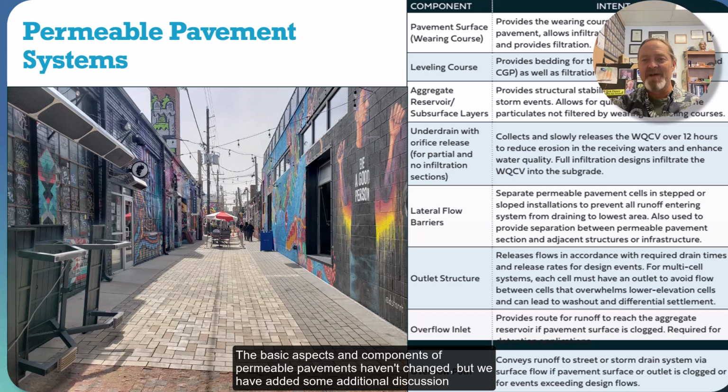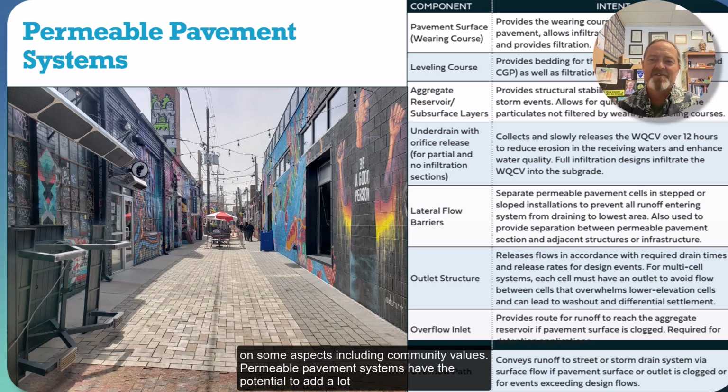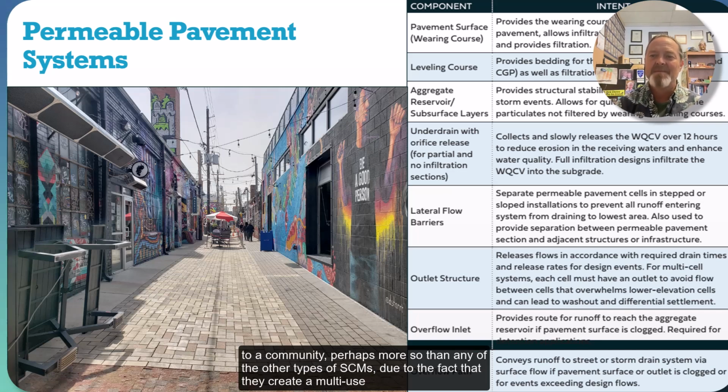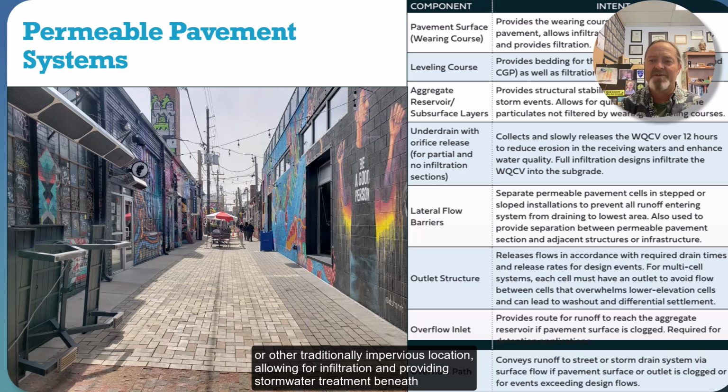The basic aspects and components of permeable pavements haven't changed, but we have added some additional discussion on some aspects, including community values. Permeable pavement systems have the potential to add a lot to a community, perhaps more so than any of the other types of SCMs, due to the fact that they create a multi-use surface. As the photo in this slide shows, pavers can create a really attractive surface in an alley or other traditionally impervious location, allowing for infiltration and providing stormwater treatment beneath the ground.